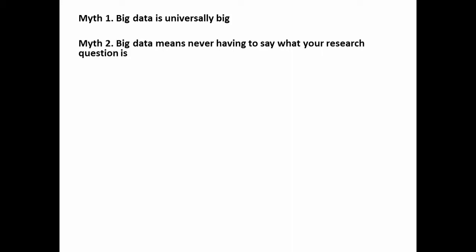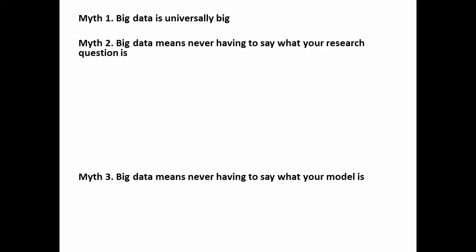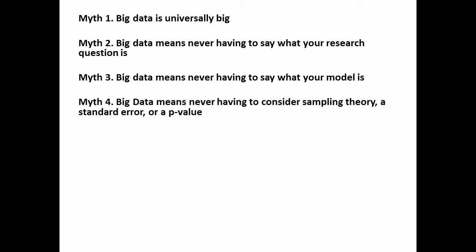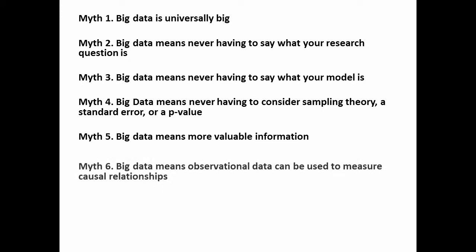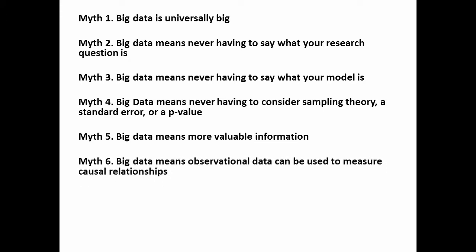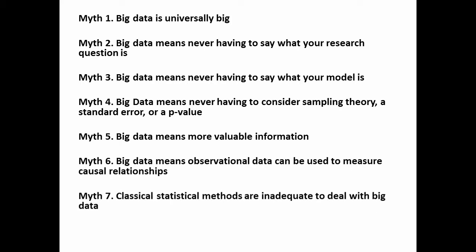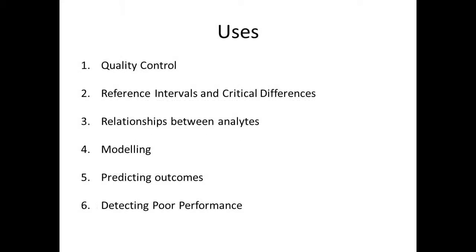You still have to have a research question, otherwise you don't know what you're looking for, you won't find it. You have to say what your model is. You have to consider sampling theory, so you still need to look at the dreaded p-values. But there's more valuable information you can find, and you can use observational data if you can get it in medicine to help support these relationships. But some classical methods are inadequate to deal with big data.